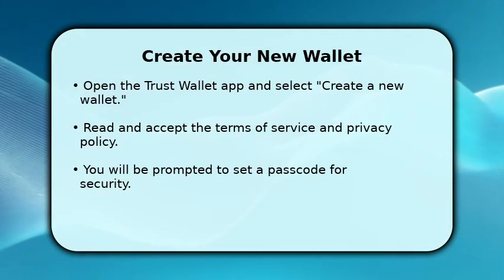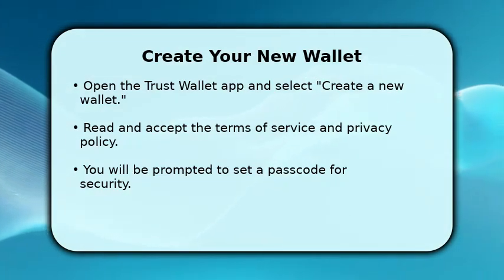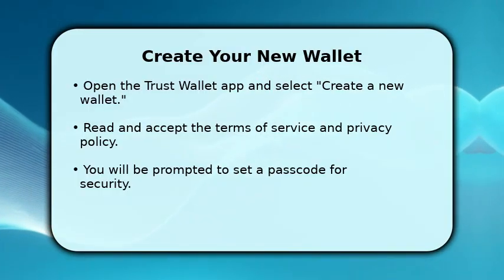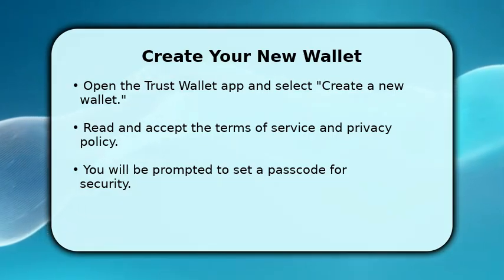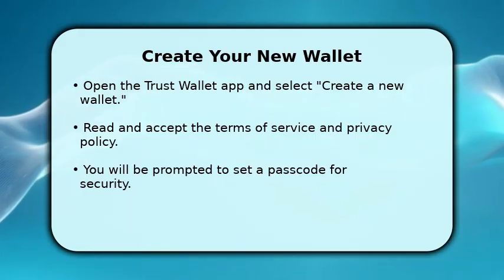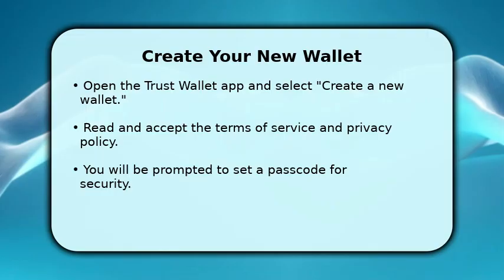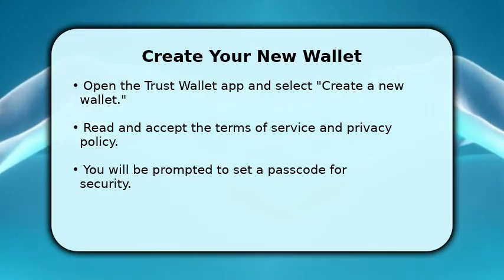Now that the app is installed, open it up. You'll see an option to create a new wallet. Tap on that. Before proceeding, carefully read and accept the terms of service and privacy policy. It's important to understand these agreements. Next, you'll be asked to create a 6-digit passcode. This passcode adds an essential layer of security to your wallet, so choose something memorable but secure. You'll need to confirm it twice.